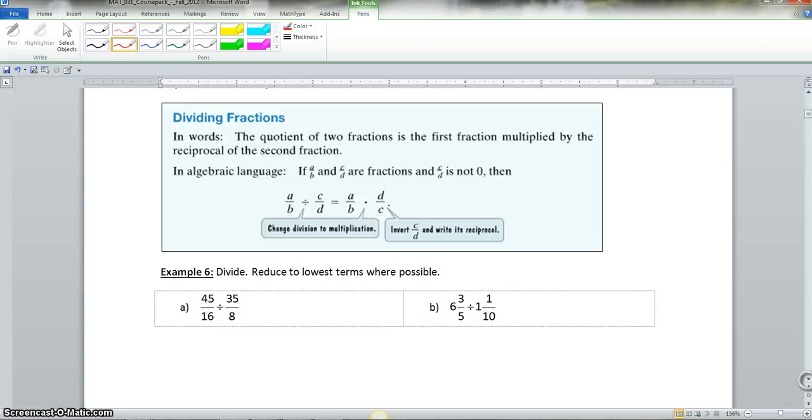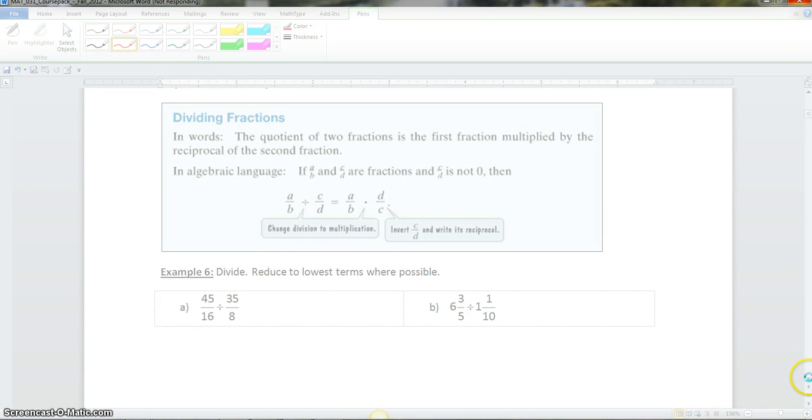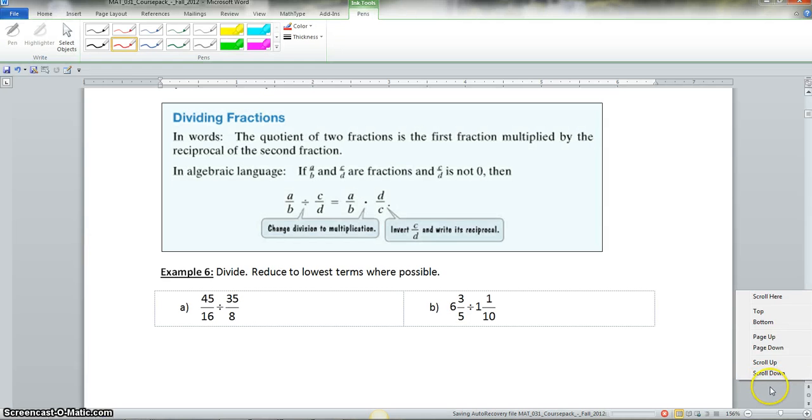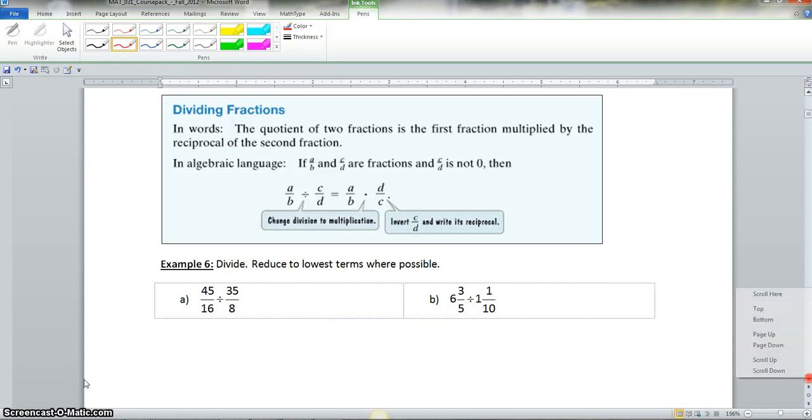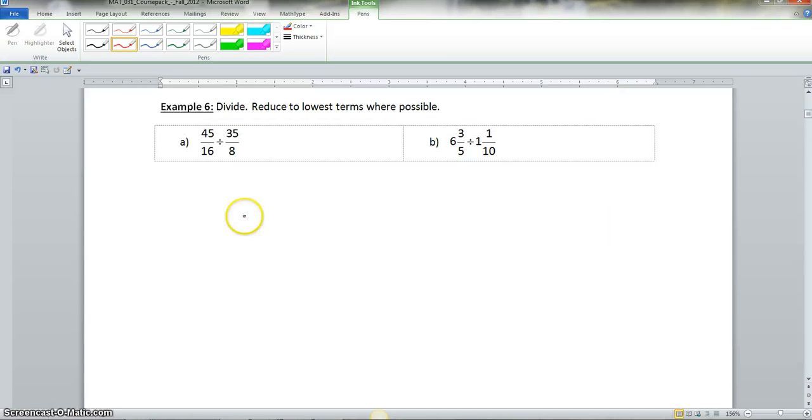Now we go down here to A. That's a little computer glitch here. Okay, took care of the computer glitch. Let's do this now. We will have 45 over 16. Division becomes multiplication, and we take the reciprocal of the second fraction.